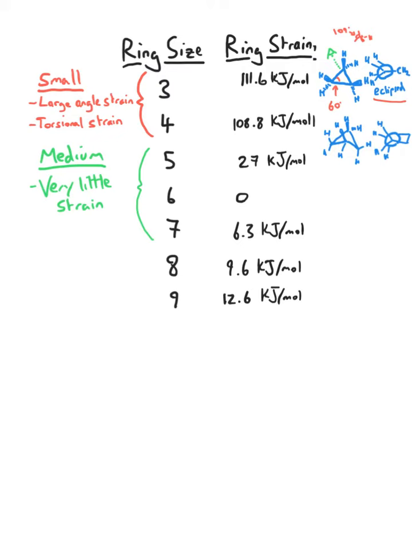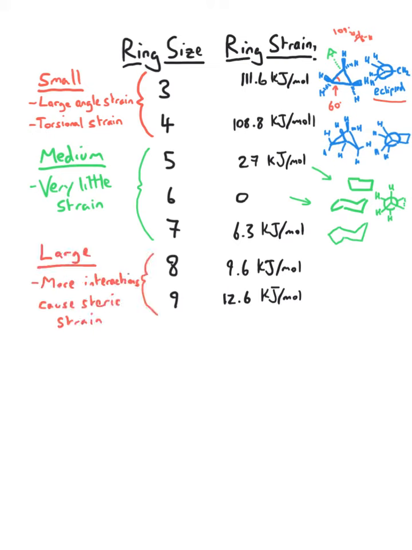Next, we have the 5, 6, and 7-membered rings. These are called the medium-sized rings. They have very little strain in them, and this is because most of the system has the ideal angles, and the hydrogens or any groups coming off them are staggered.